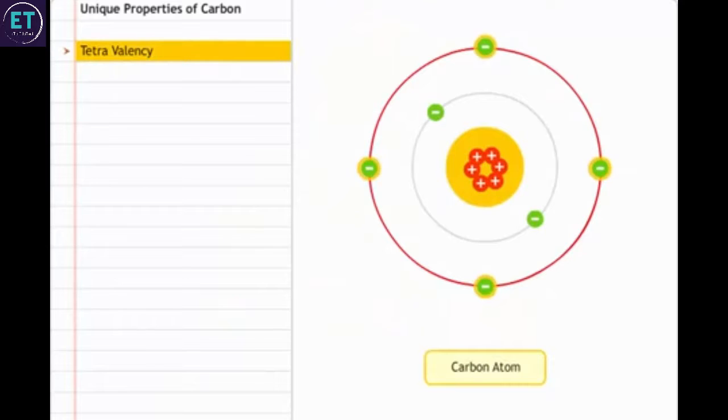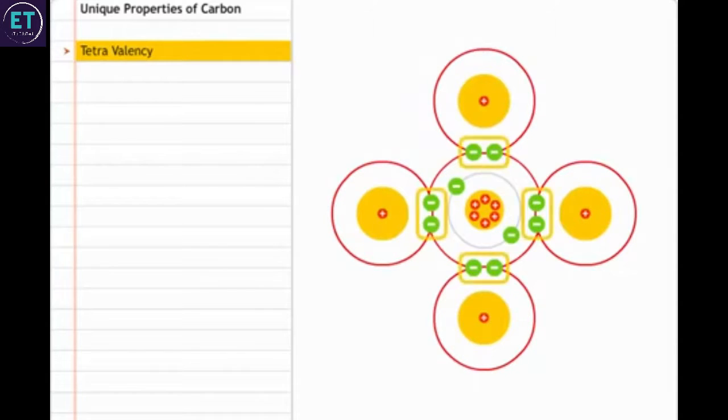Let's focus on the first unique property of carbon. In order to complete its octet, carbon shares 4 electrons with other atoms, forming 4 covalent bonds. This is known as tetravalency in carbon.